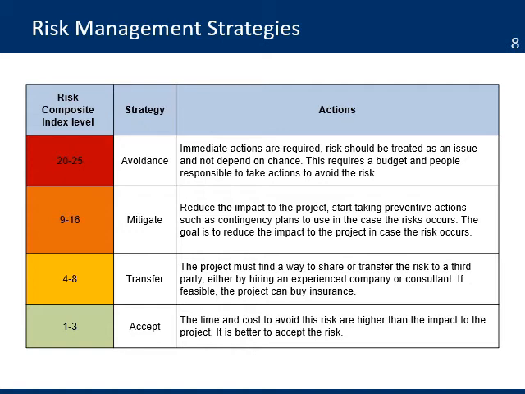The third one is to transfer the risk to another party. For example, hiring a consultant who can do the work and assume the risk. The last strategy is to accept. It means that the time and cost to avoid or reduce the impact of the risk are higher than the impact it will have on the project. So in many cases, it's better to take the risk. For example, if the risk can cause a delay of 1 or 2 days, that's the type of impact you can't afford in your project.